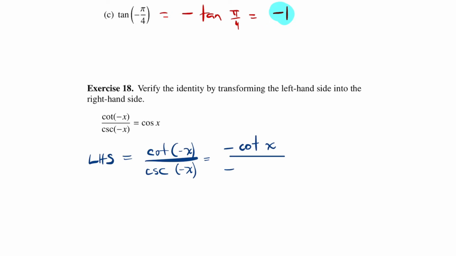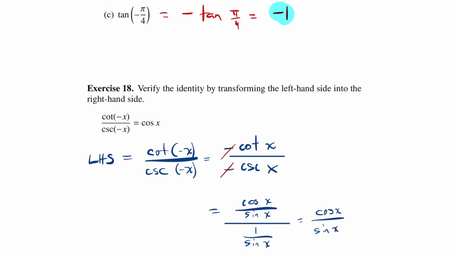Double negatives cancel. And now we have cotangent, by definition, is cosine of x over sine of x. And cosecant, by definition, is 1 over sine of x. So now we can multiply by the reciprocal, because we have two fractions. And when you do that, you'll get cancellation of sine, which tells us that this is equal to cosine of x, which is equal to the right-hand side. And that completes the verification of the identity.